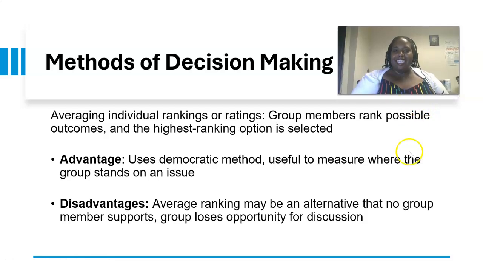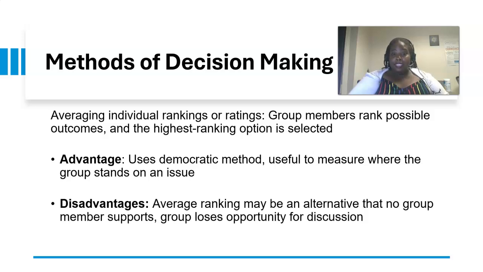Then we have averaging individuals' ratings. Group members can rank possible outcomes, and the highest ranking option is selected. So you have a list of options on the board and you rank it from number one being the top option to number five being the least desirable option, or vice versa. The advantage is it's a democratic method and is useful to measure where the group stands on the issue, especially in a Likert scale type situation. You can use this to poll where they are in the decision making process.